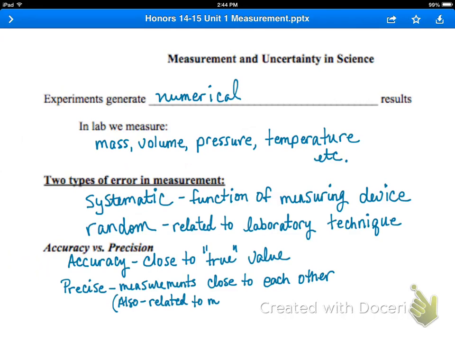Okay? And it's also related to the measuring device. So a graduated cylinder is more precise than a beaker, because multiple people can look at that graduated cylinder and get that number more precisely, more the same each time than they can on the beaker, where there's going to be more variation. Okay, so precision, if I have 3 measurements and they are all close to each other, 3 trials, then my results are precise. Now I can be precise without being accurate.